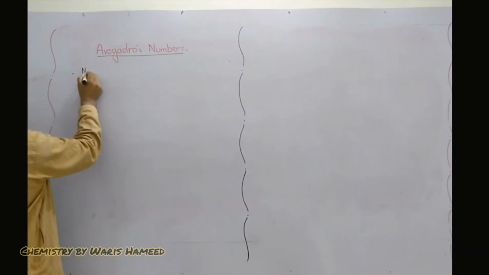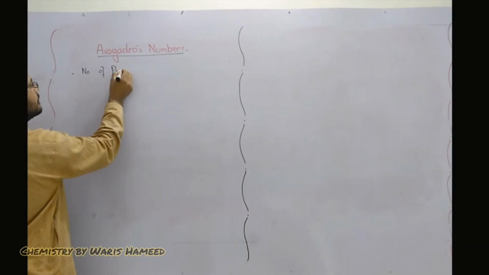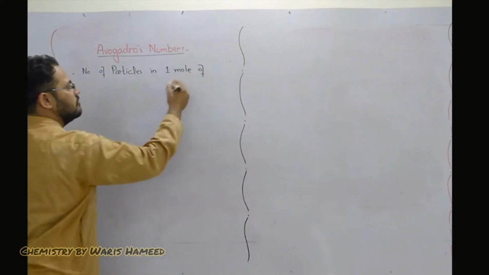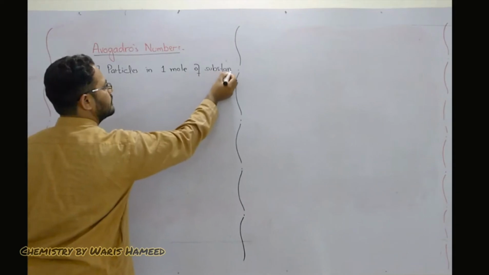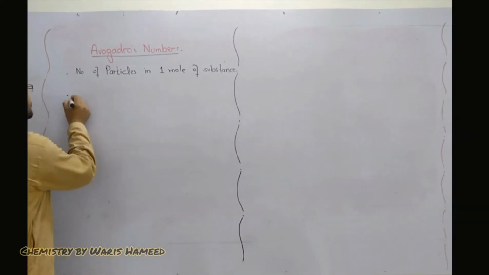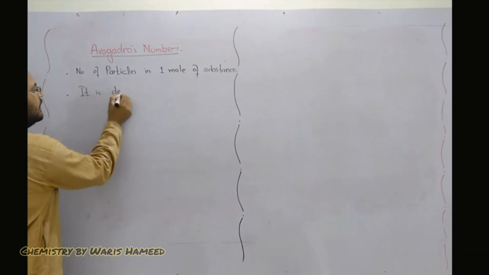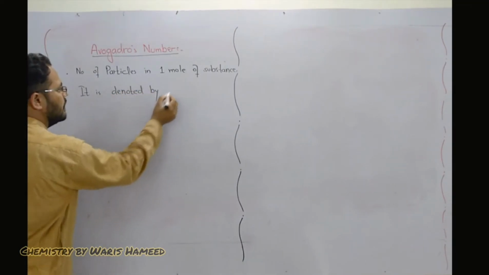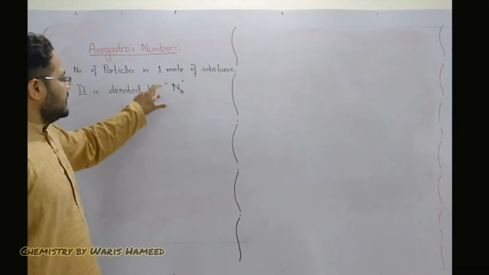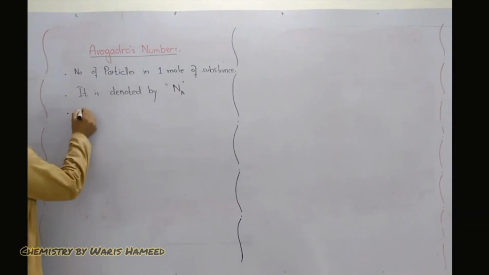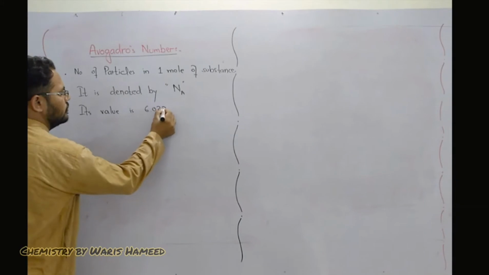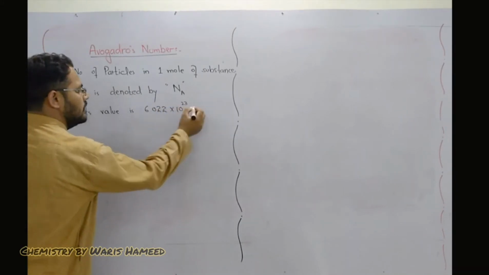It is the number of particles in 1 mole of substance. It is denoted by capital N and capital A, written as NA, and its value is 6.022 multiplied by 10 to the power 23 particles.